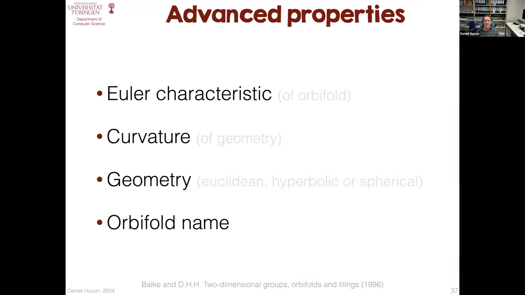There are some more advanced properties. For example, you can look at that graph and you can figure out what the geometry is that the tiling is going to be realized in. So whether it's going to be Euclidean, hyperbolic, or spherical, you can figure out the curvature of the geometry. That tells you something about the number of elements in the group if it's spherical, and something about how fast the tiling grows in hyperbolic. You can figure out the orbifold name from that graph. So it's a useful way of describing these tilings.